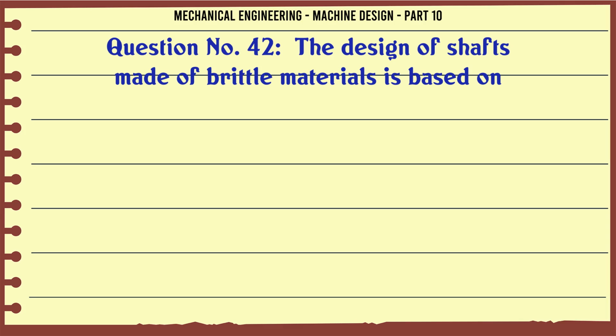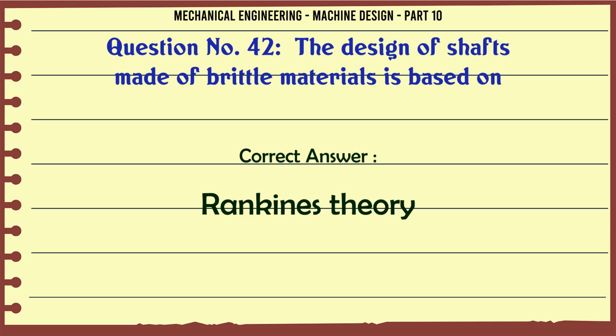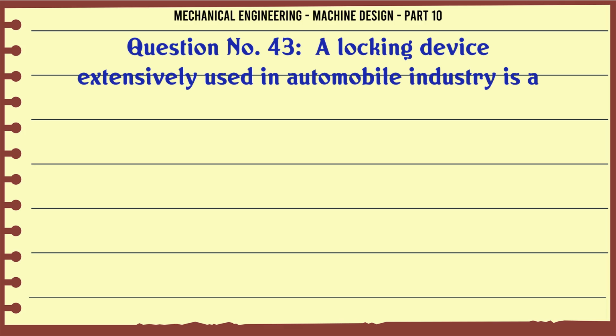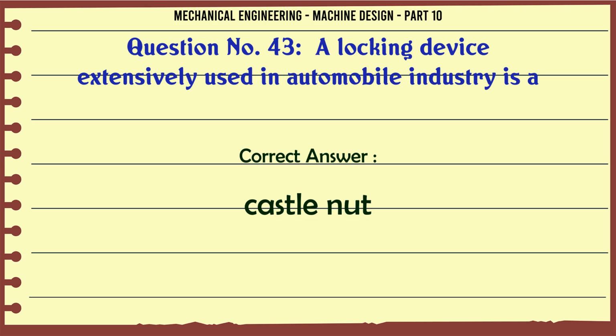The design of shafts made of brittle materials is based on A, Guest's theory; B, Rankine's theory; C, Saint-Venant's theory; D, Von Mises theory. The correct answer is Rankine's theory. A locking device extensively used in automobile industry is A, jam nut; B, castle nut; C, saw nut; D, ring nut. The correct answer is castle nut.